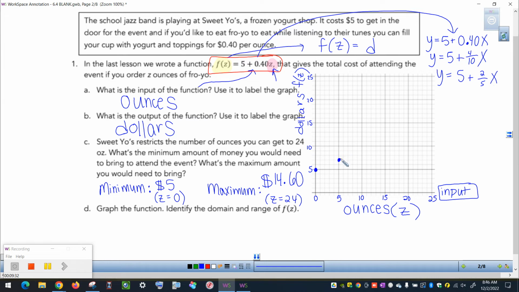So I'm just going to actually continue with using the slope. So from this point here, I'm going to go up 2 over 5, up 2 over 5, and just continue that pattern to get some more points here on the graph.